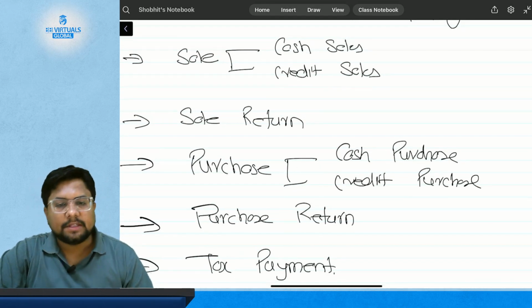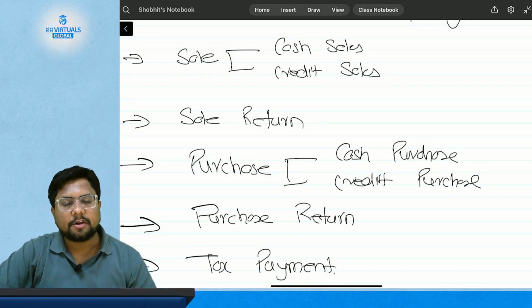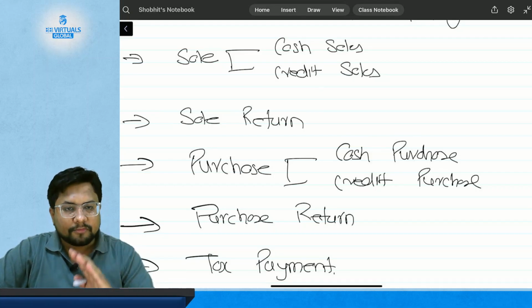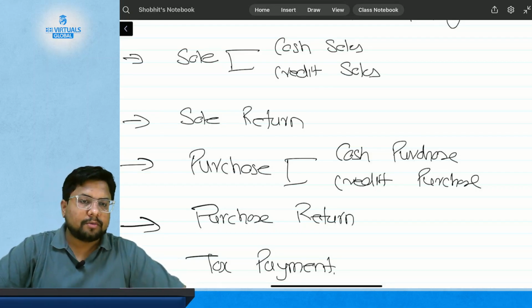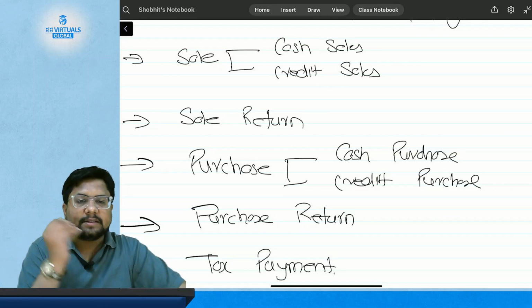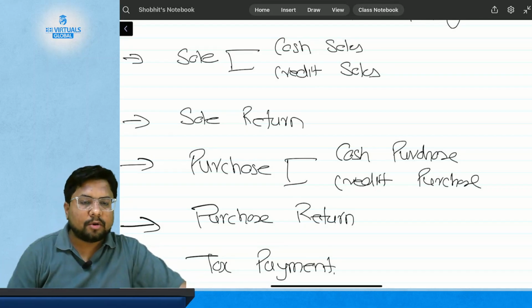We have already seen how entries are done for cash sale, credit sale, sale return, cash purchase, credit purchase and purchase return, then receipt and payment, everything in our first lecture of this chapter. So we have already seen the entries. Now you only have to add the tax element to those entries.